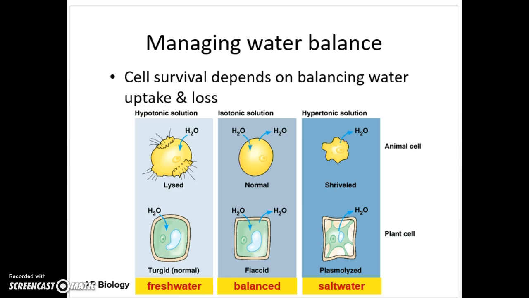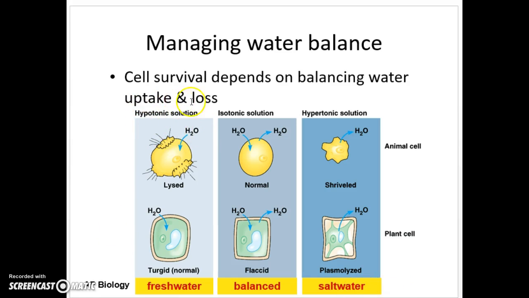The next picture here shows you what happens when a cell is put into the different tonicities of solution. And the cell's survival is going to depend on making sure there's a balance of water uptake and loss. So in this picture, I want you guys to study this if you're not familiar with it.